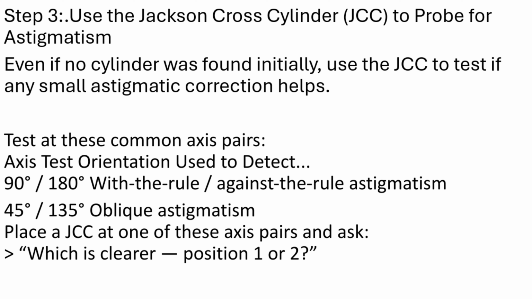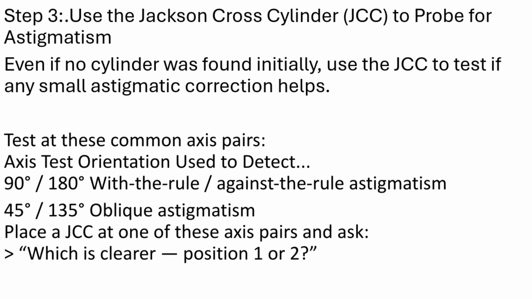Then we have to place a JCC at one of these axis pairs and ask the patient which is clearer, position 1 or 2. Insert a small cylinder, for example minus 0.25, at the preferred axis, then recheck visual acuity. We achieve a refined axis and power when improvement is noted.